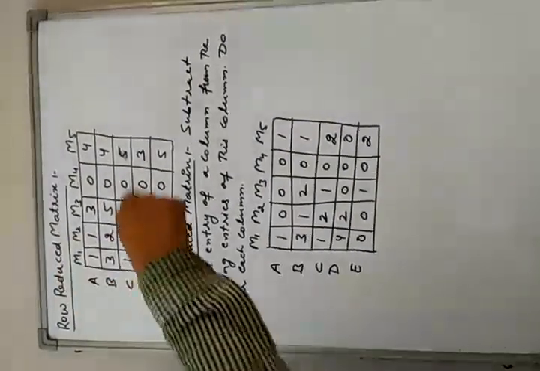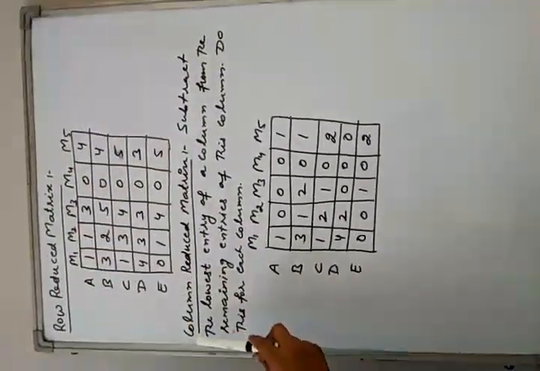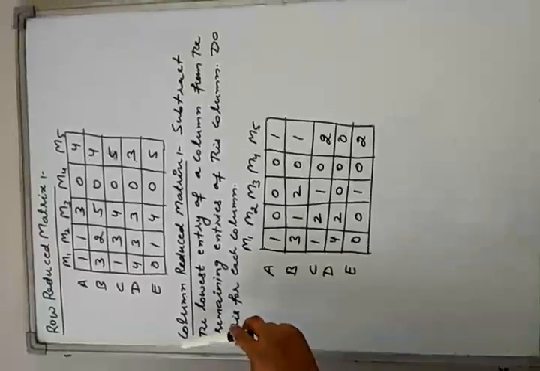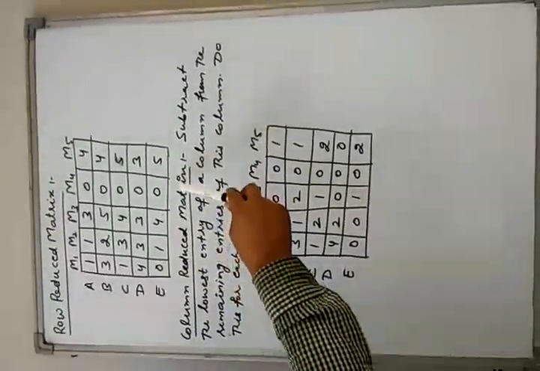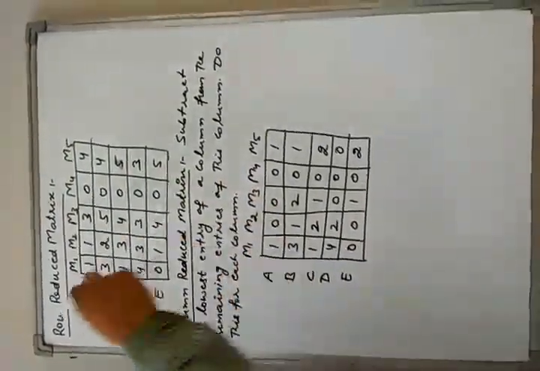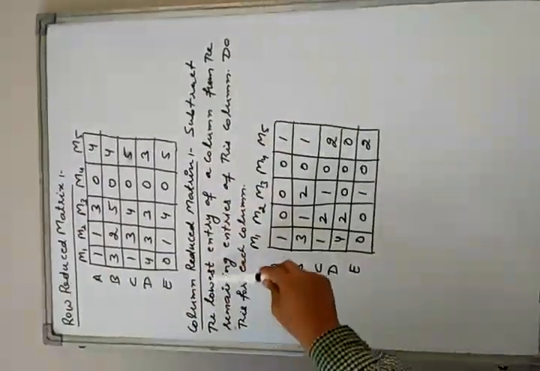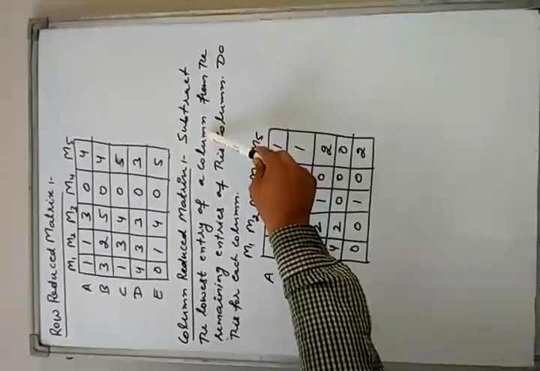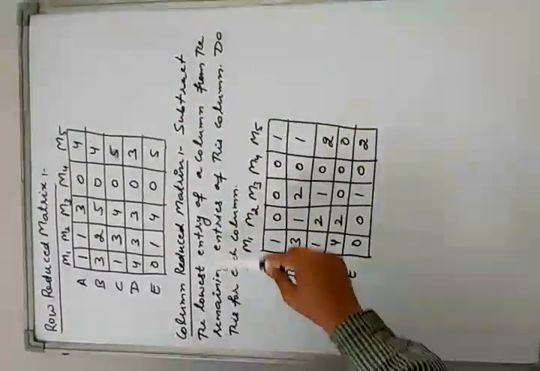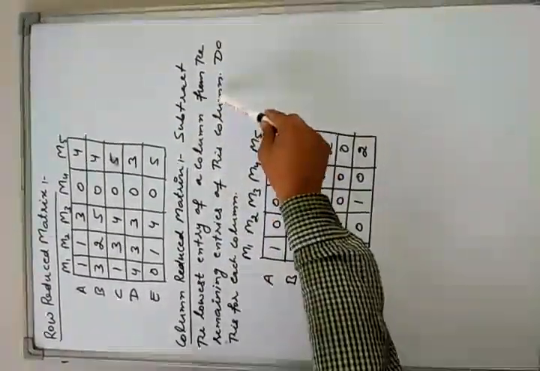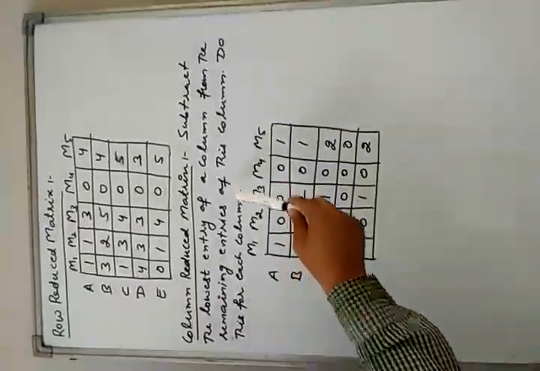This is our row reduced matrix. Now the second step is to form the column reduced matrix. The procedure is the same as in the row reduced matrix. Subtract the lowest entry of a column from the remaining entries of this column. Do this for each column.